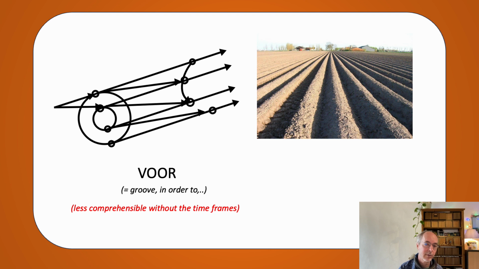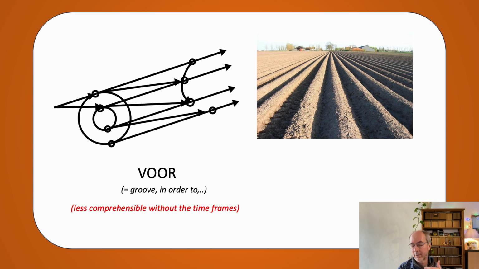It means two very distinctive things. It's the groove in the farmland, and it also means "in order to." So it has a purpose for something. But as a frame here, as a picture, you can picture it, you can understand it, but not even these grooves in the field say what it really is. The VOOR, just like "for," means something in a process.